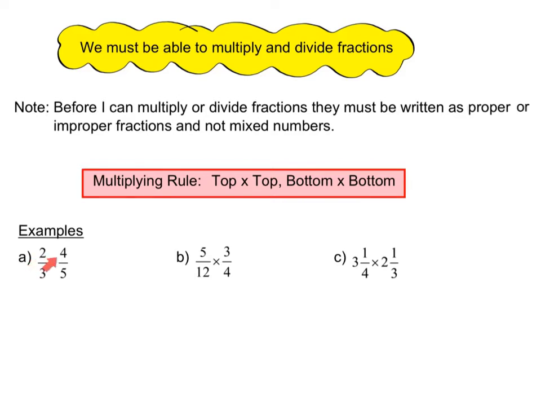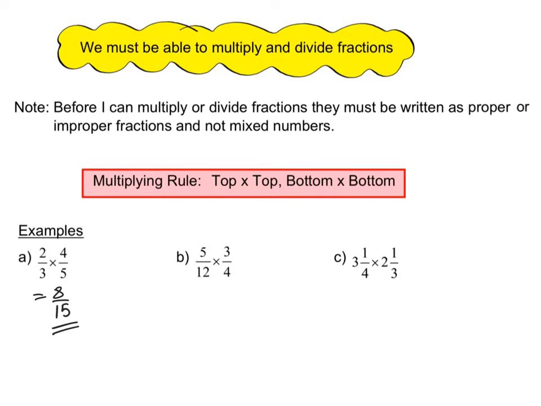So top times top, that's 2 times 4, gives us 8. So that's equal to 8 over, and bottom times bottom, that's 3 times 5, and that's 8/15. All I would do there is check, can I simplify 8 over 15? And the answer in this case is no, so that's us finished. In the next example, I'm going to show you two different ways. As long as you can do the first of these two methods, that's fine. But sometimes it's useful to have an extra method you can use.